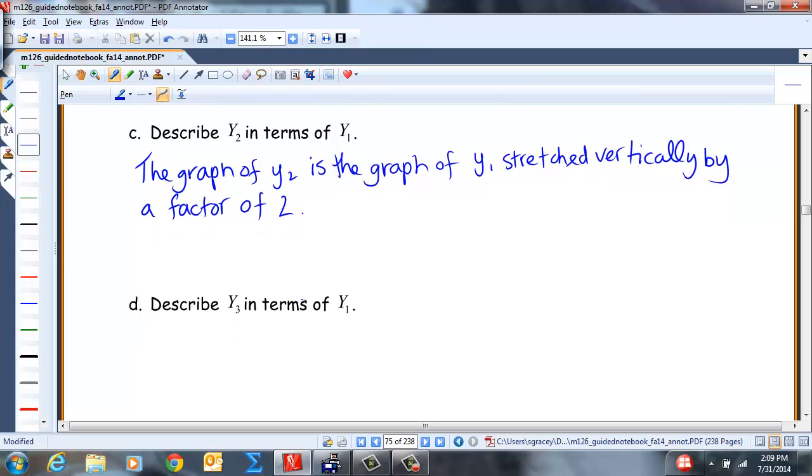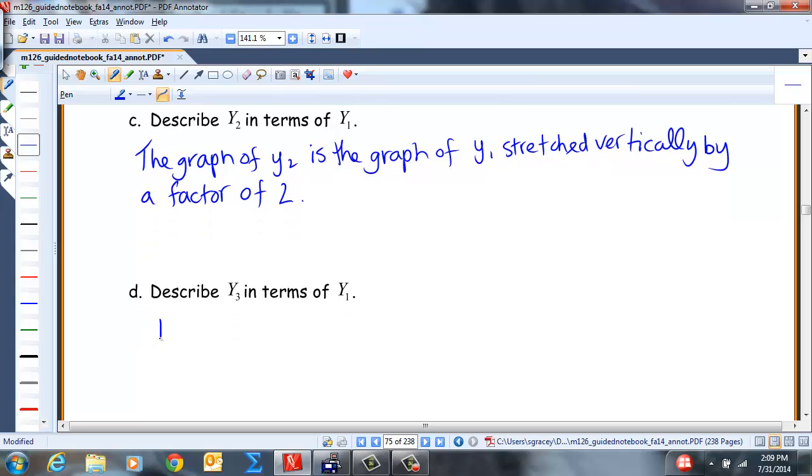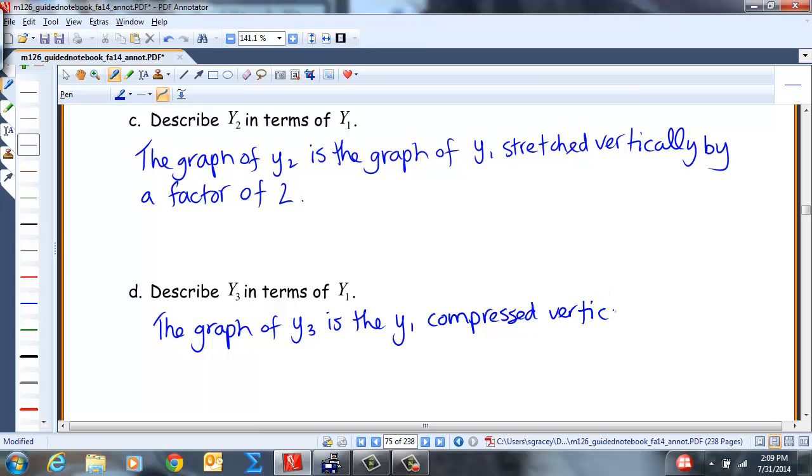And then the graph of y3 is the graph of y1 compressed vertically by a factor of 1/2.